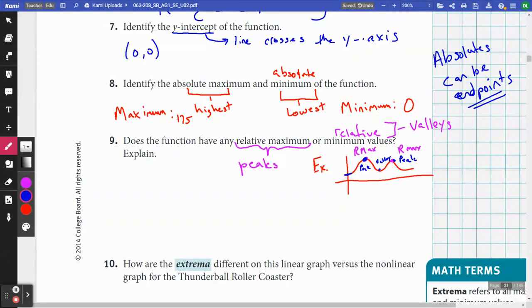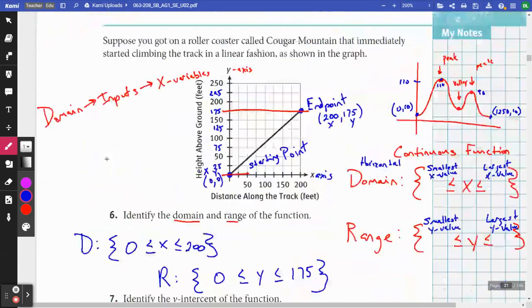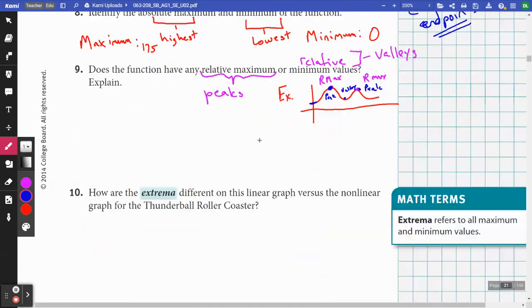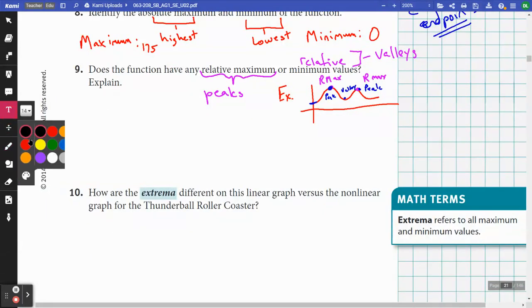Again, with relative maximums, think of it like a mountain. You've got to have an up and then a down. Think of a valley. A valley is in between two mountains. You've got to have a down and then an up. They can't be your endpoints. So, does this function right here have any relative maximum or minimums? No, it doesn't have any peaks or valleys. And so the answer to number 9 is, of course, no.